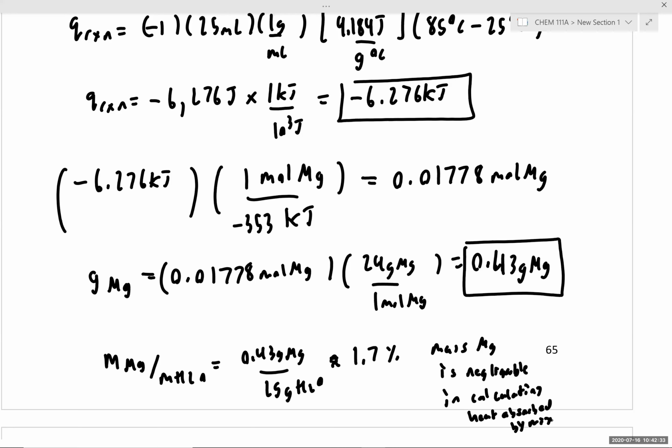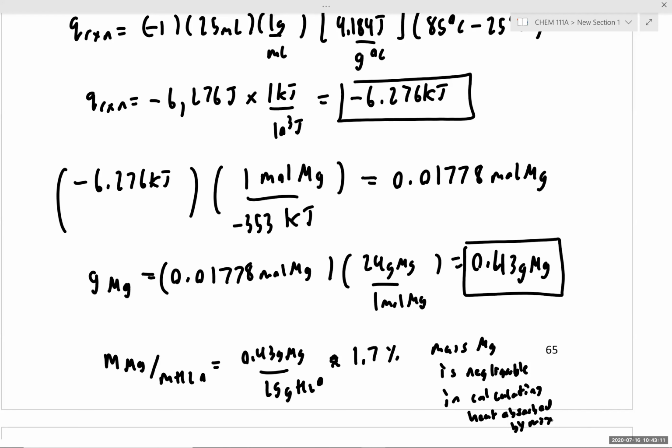So with that idea in mind, we can assume that the extra mass of our solution from magnesium is going to be negligible. There are cases where the added mass of reagent will not be negligible, such as when you mix an acid and a base together. We've seen examples of that before. But for these types of problems where you have to do stoichiometry, typically the mass of an added solid or reagent you can neglect in your heat transfer expression.